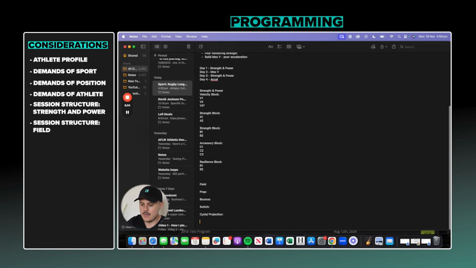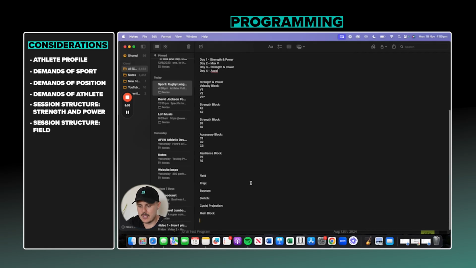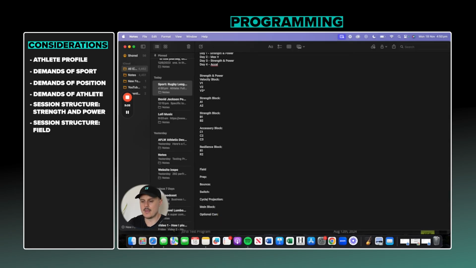Now, they are essentially nice ways to start to subcategorize some of the key qualities that we're trying to get out of our athletes. So if it's a max V day, we look at bounce, switch, and cycle drills. And then if it is an acceleration day, we look at bounce, switch, and projection drills. From there, we can then have our main block, which are essentially our key runs or key efforts for the day. And then at the bottom here, additional or optional conditioning to finish it. Let's just call it con because that's way easier.